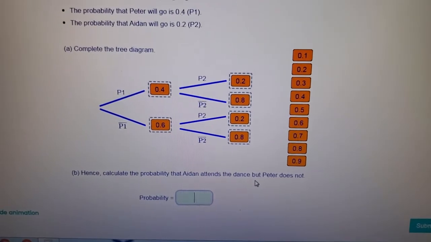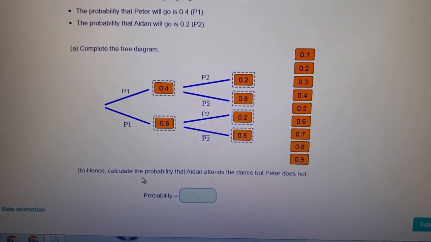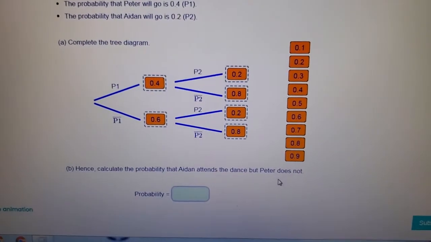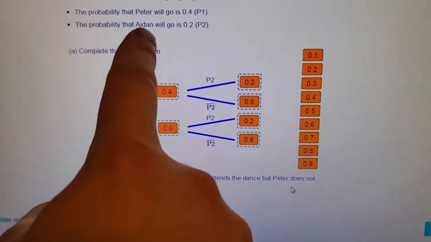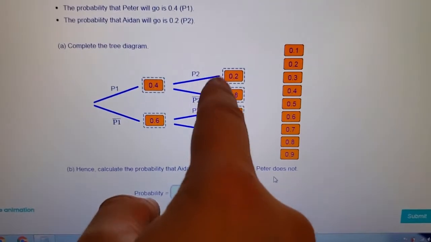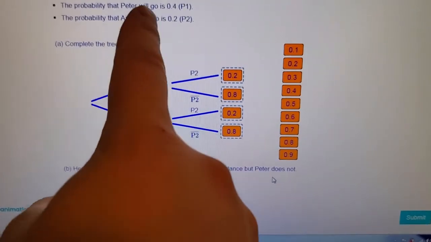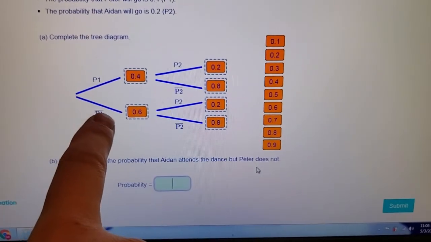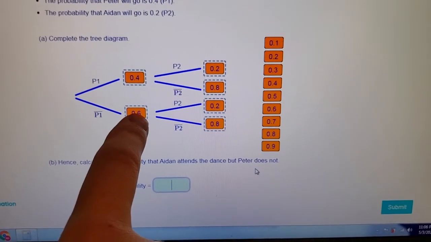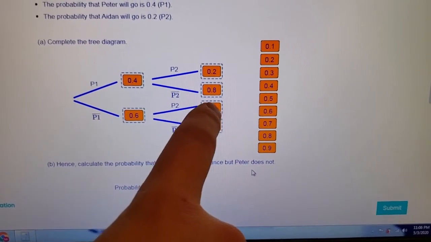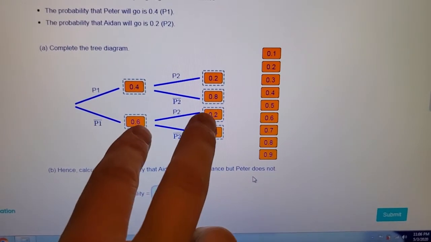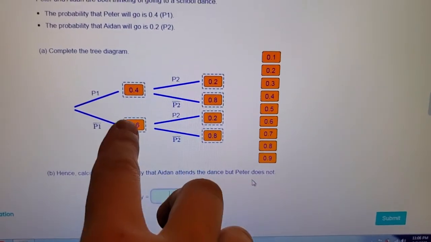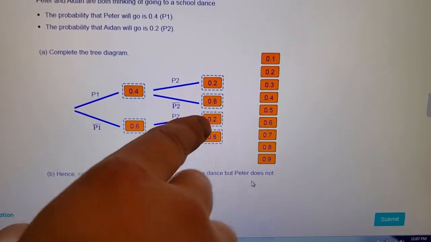Yep. So here it says, hence calculate the probability that Aiden attends the dance, but Peter does not. So Aiden attends. So Aiden is the second one here. He does, but Peter does not. So we'll follow this. Peter does not is the bottom is 0.6, but Aiden does is 0.2. So all you need to do is whichever one's following the path of Peter does not, Aiden does, you take those numbers and you multiply them.